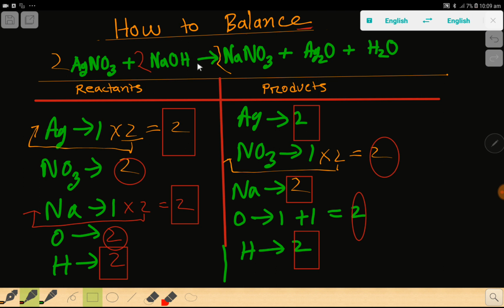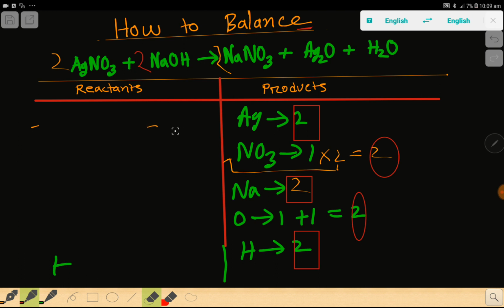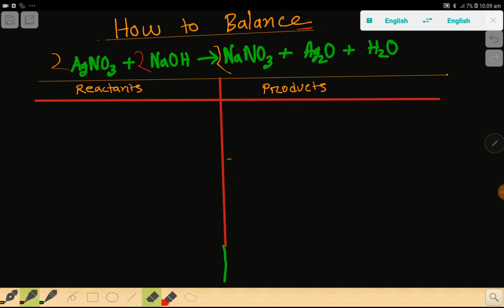Okay, let me show you the second method to balance this reaction. I hope this will create confidence to you. So okay, let me clear this thing. Okay, so I'm going to show you the second method, right?